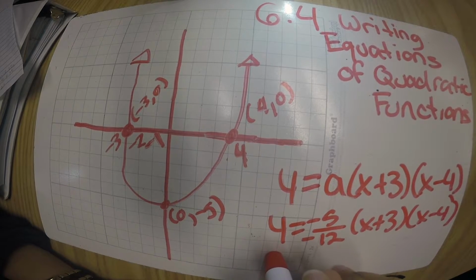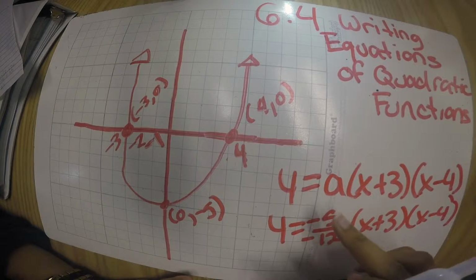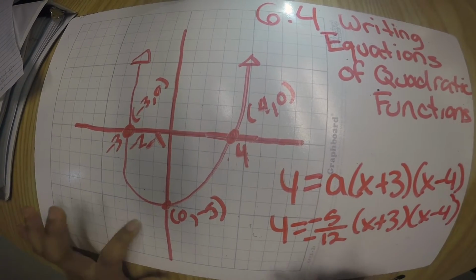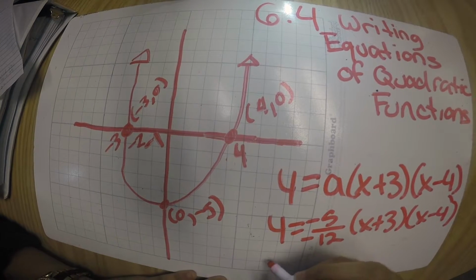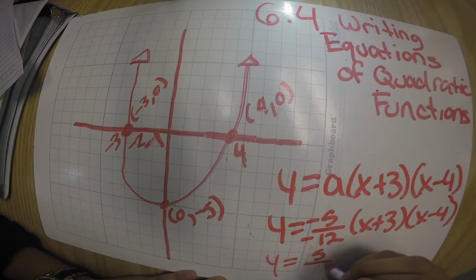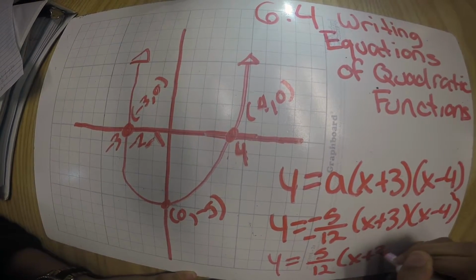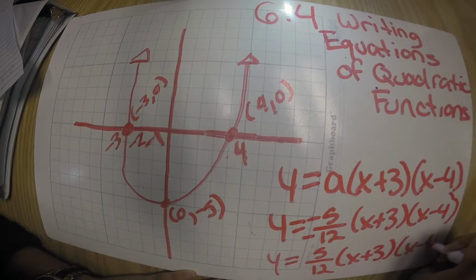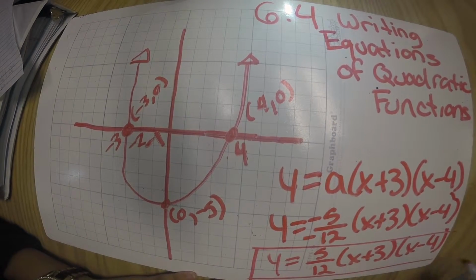Oh, well, since this is a graph that's positive, make sure you actually change the -5 over -12 to +5/12. And this will be your answer.